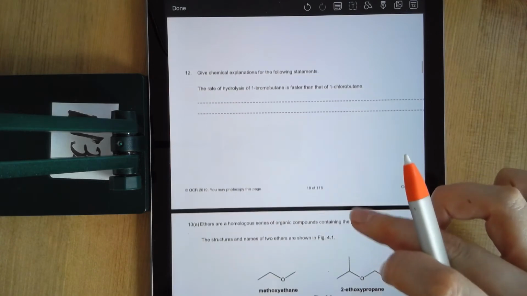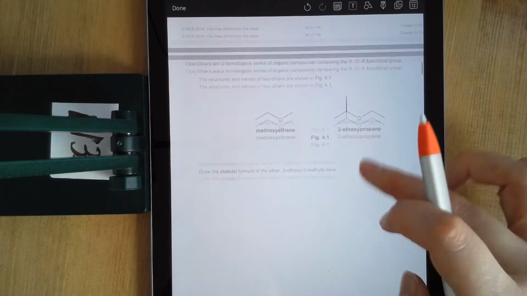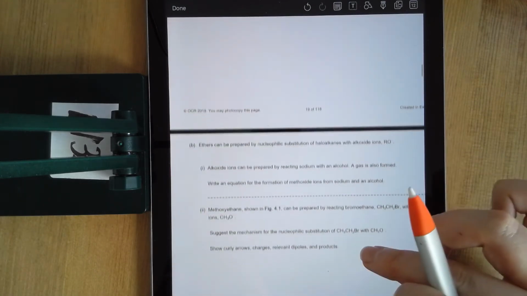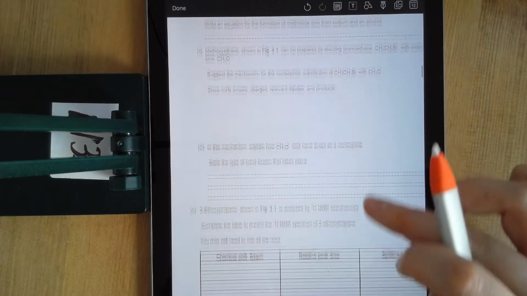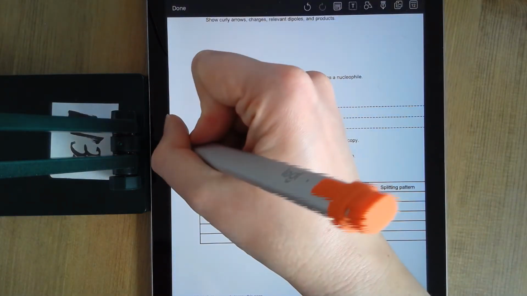You don't need to do condensation. I'm going to skim through these ones as well. But if you want me to go through them, please let me know afterwards. You obviously do not need to be able to do this.